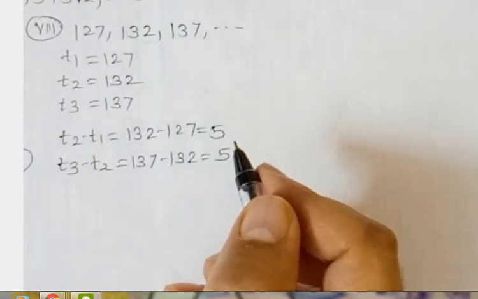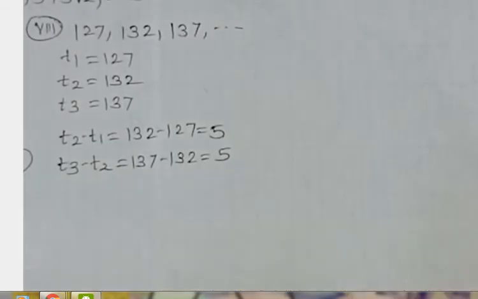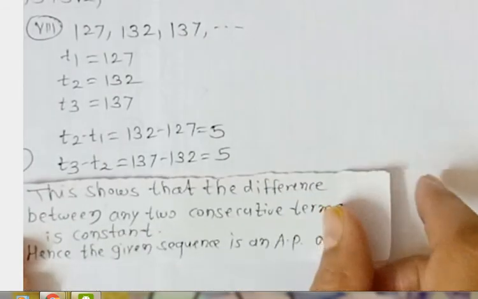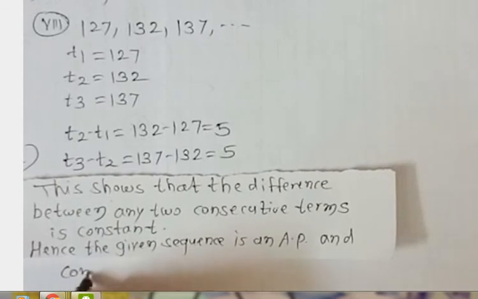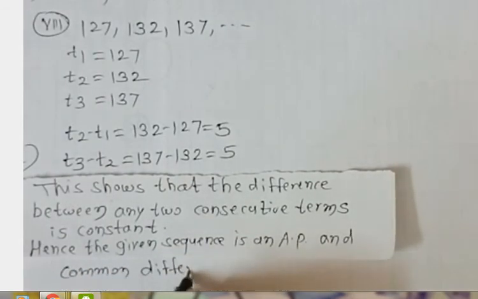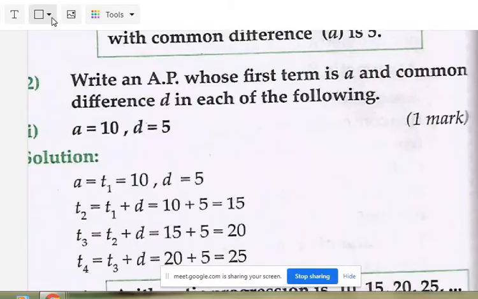That means the difference between any two consecutive terms is constant. Therefore I write here: this shows that the difference between any two consecutive terms is constant, hence the given sequence is an AP, and the common difference D is 5. D means what? t2 minus t1.